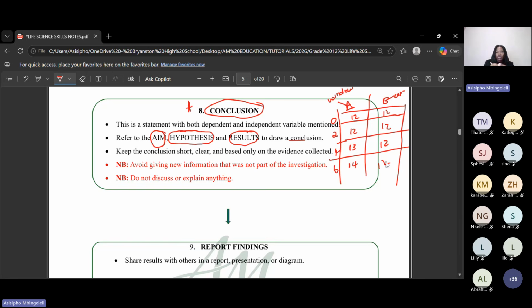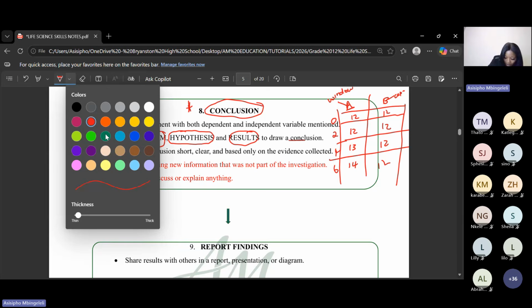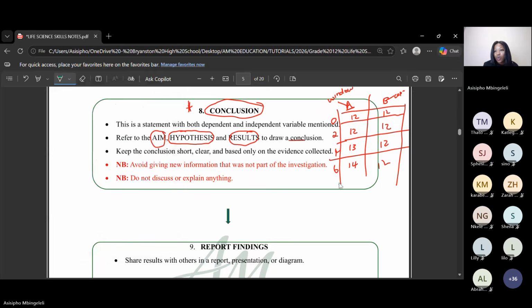You cannot, in your conclusion, say plant A grew taller than plant B. Wrong. Now, for me and you, we can see that plant A's height has managed to grow, because we started at 12 and then we had 14 centimeters, right? But with B, we started at 12 and then we ended at 12.